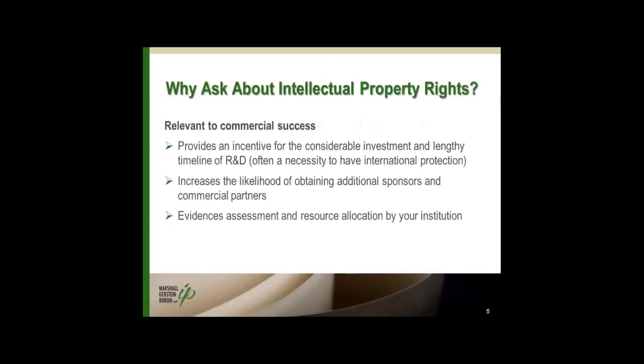So why is the intellectual property being asked about in the grant application? Why is this important? Well, it's important because it's relevant to your commercial success for your technology. As we know in the life sciences, there are a number of years and a number of dollars that need to be invested in order to get a technology from the benchtop through the R&D, clinical work, and to the marketplace. Often protection is necessary to incentivize that investment, and not just in the United States, but worldwide protection, or at least in the major markets where the technology would be applicable.